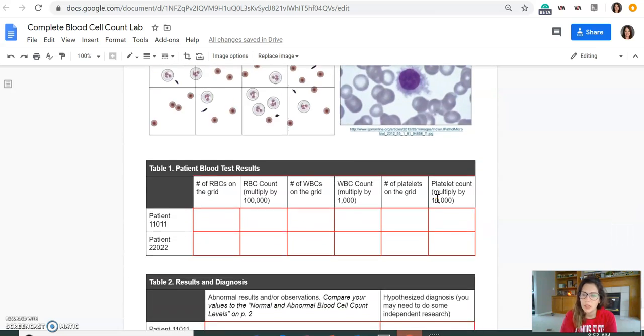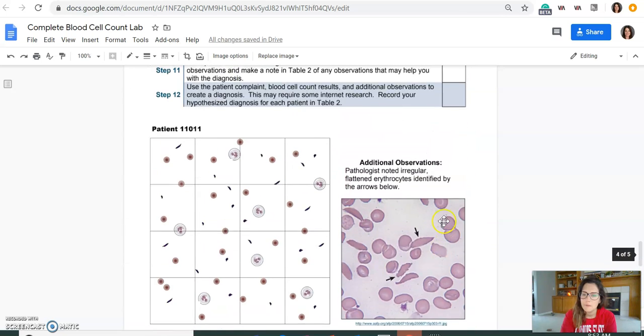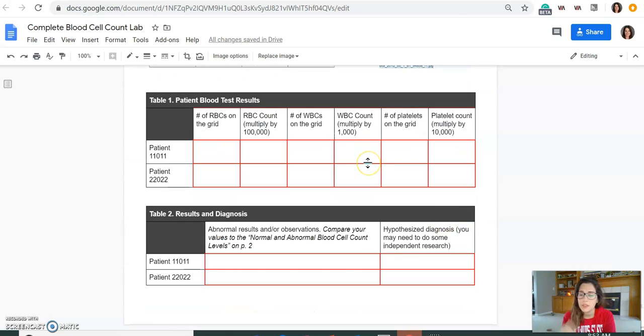All right, I think these are pretty easy to figure out what's wrong with these 2 patients. And then on the test, I'm going to have another patient with a different blood cell count, and you'll have to do the same thing. So this is good practice.